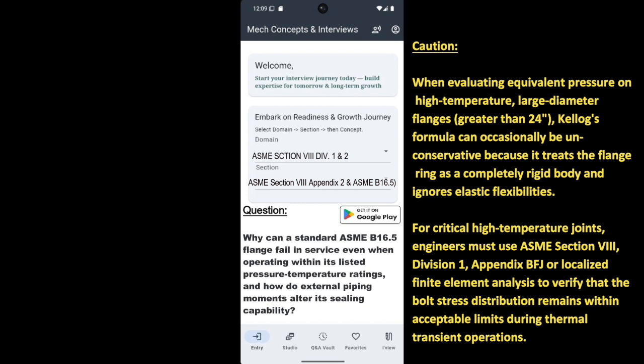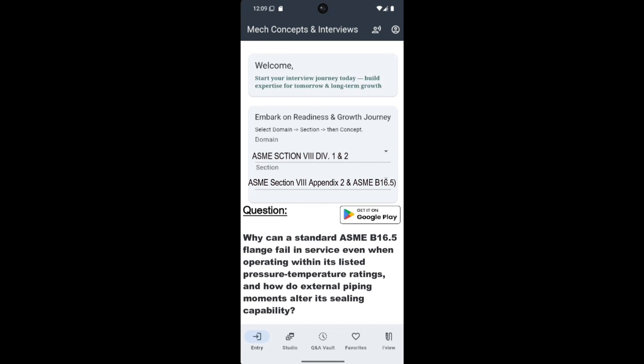Because large flanges will physically warp. Right. Large-diameter flanges will physically warp and dish under external moments long before Kellogg's linear math predicts failure. For these critical massive joints, engineers must escalate beyond the Kellogg approximation and deploy ASME Section 8 Division 1 Appendix BFJ. Or they must execute localized finite element analysis to ensure the actual bolt stress and gasket seating stress remain secure during extreme thermal transients.